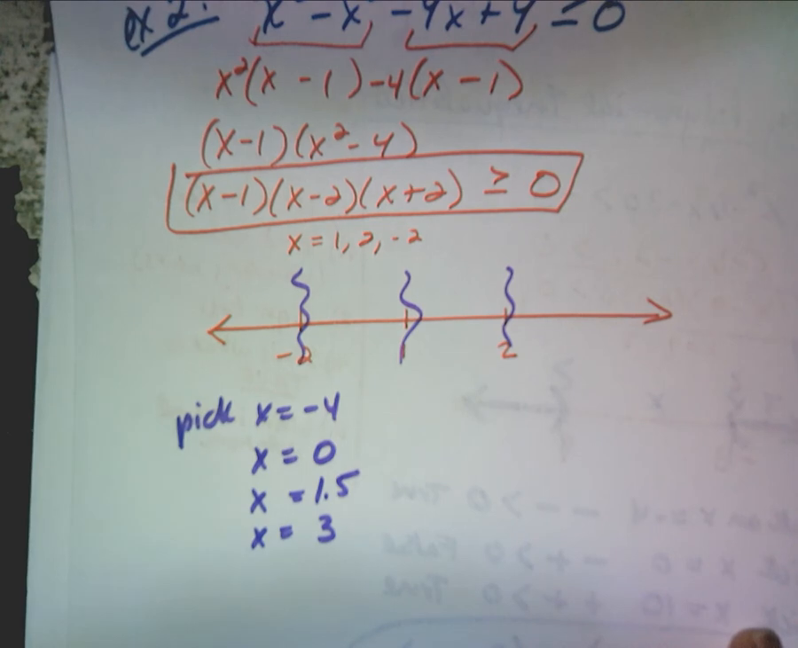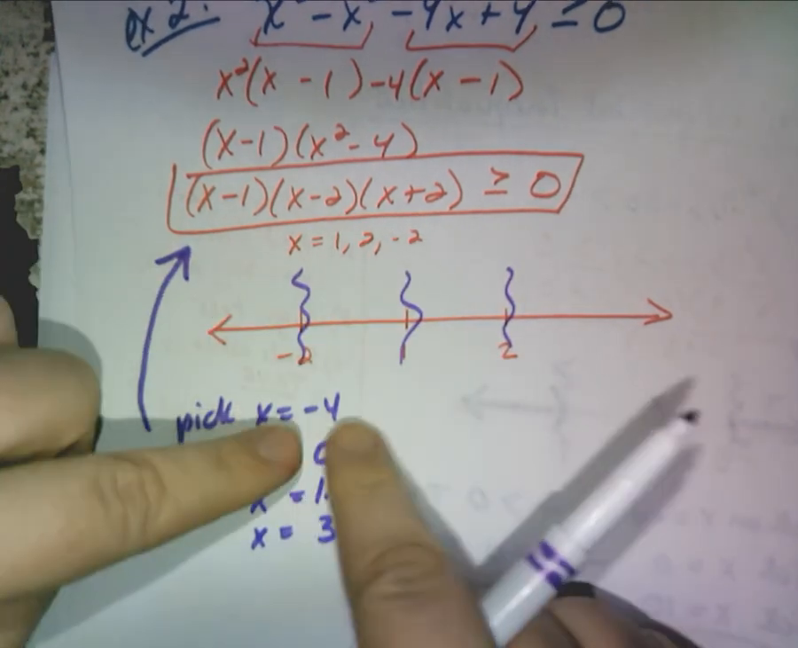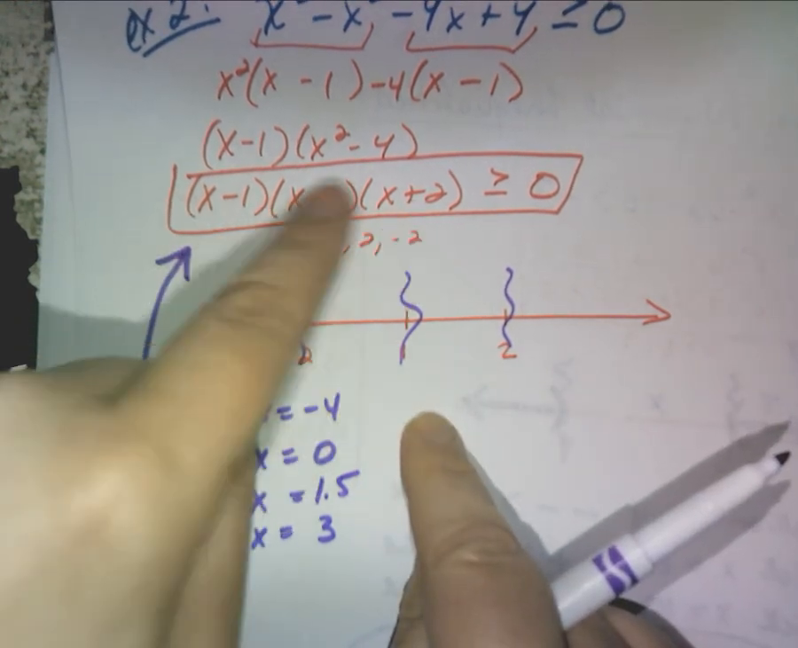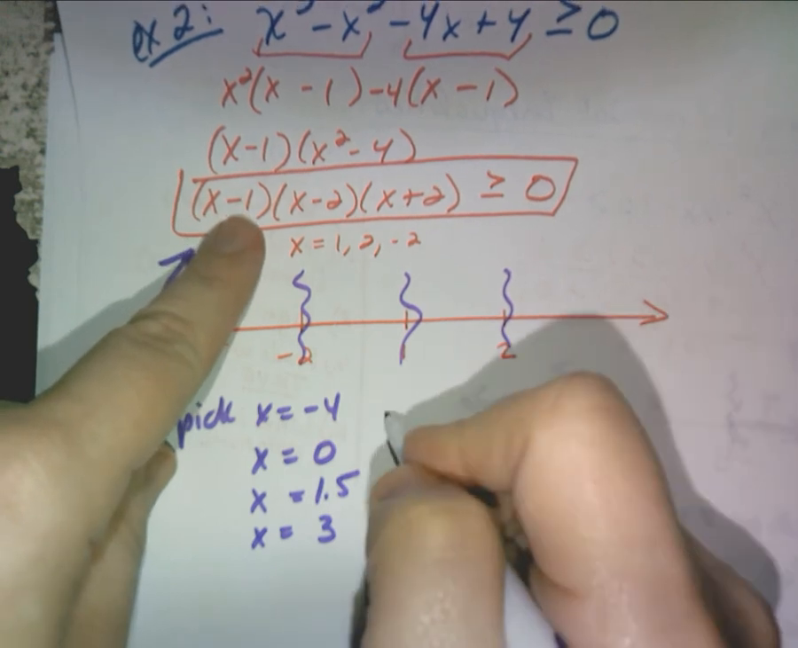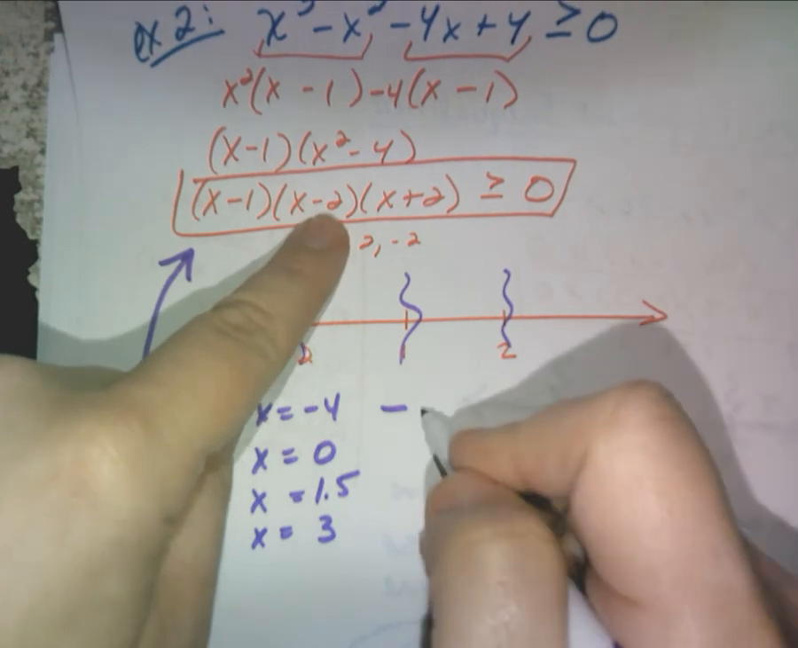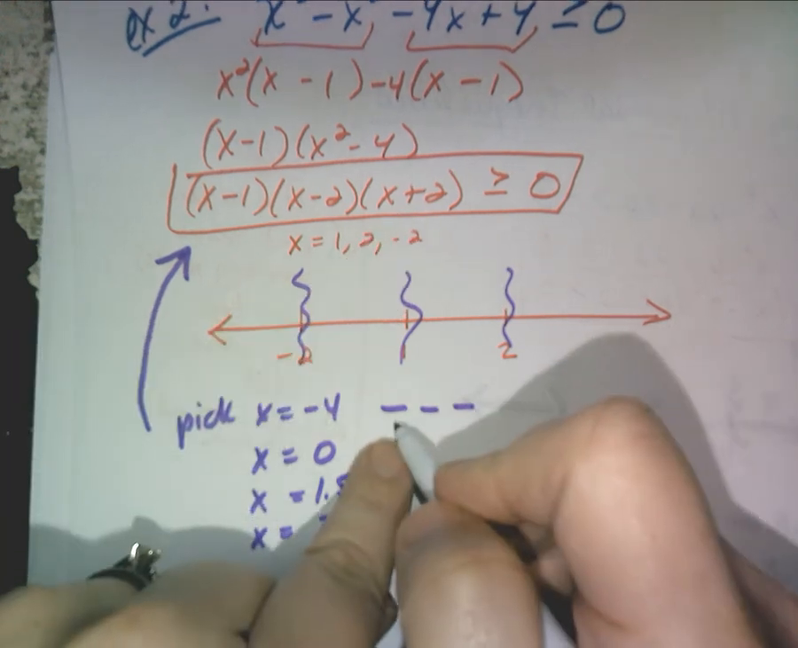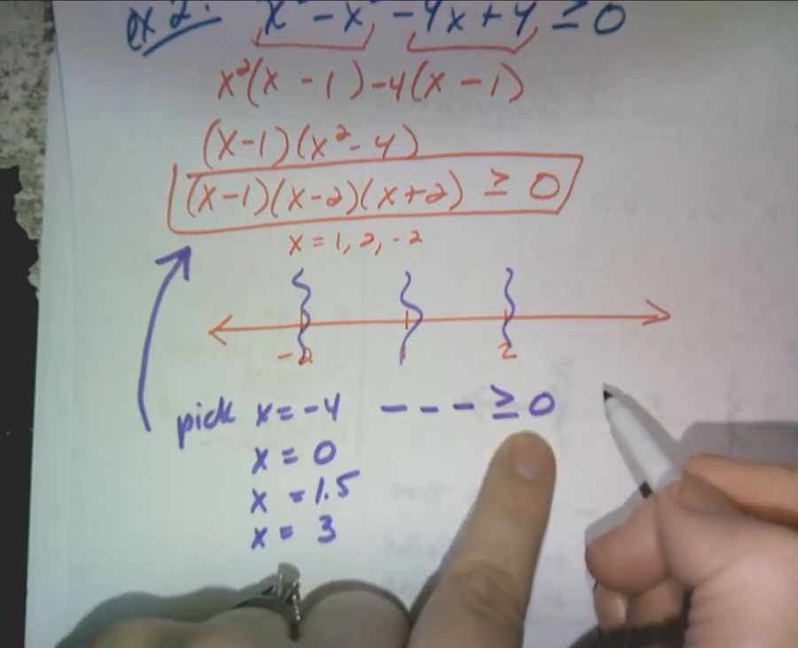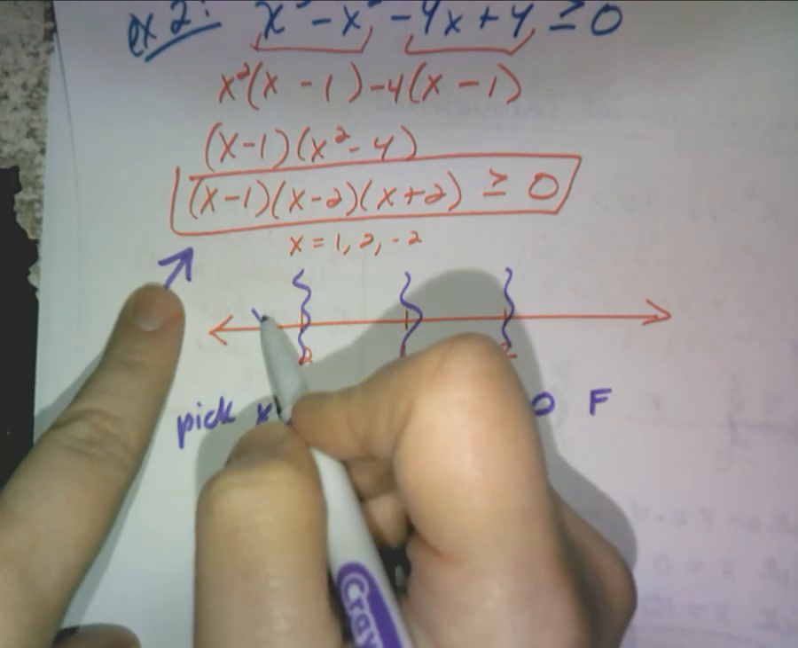Okay? So again, here's what I do. I'm only worried about the sign. And I write the sign of each factor down. So I'm going to plug negative 4 everywhere I see an x into this. What's negative 4 minus 1? What's the sign? Is it positive or negative? Negative. What's negative 4 minus 2? Positive or negative? What's negative 4 plus 2? Negative. If I put negative, negative, negative, is that greater than or equal to 0? Is that a true statement? Yes or no? No, because 3 negatives make it negative. That's false. Don't shade here. Okay? Don't shade here.